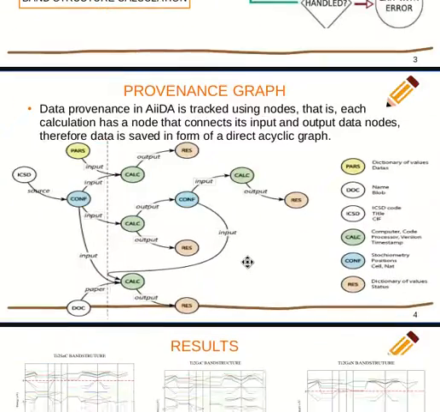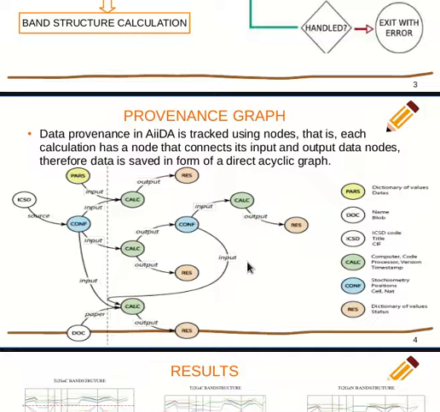In AiiDA we have a provenance graph. The provenance graph helps in keeping track of data provenance, which entails being able to recreate the whole history of any calculation or scientific finding, including all the steps leading up to it and all the parameters used in the intermediate computation.